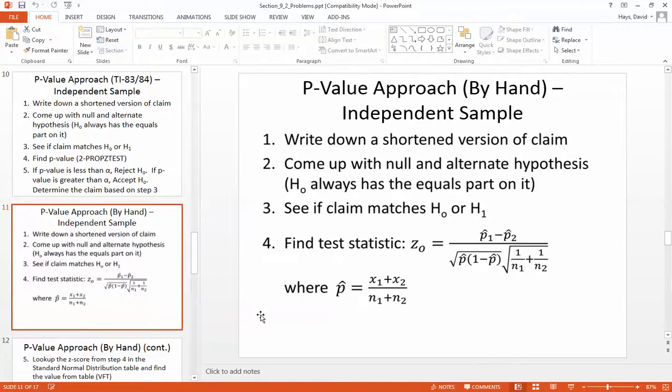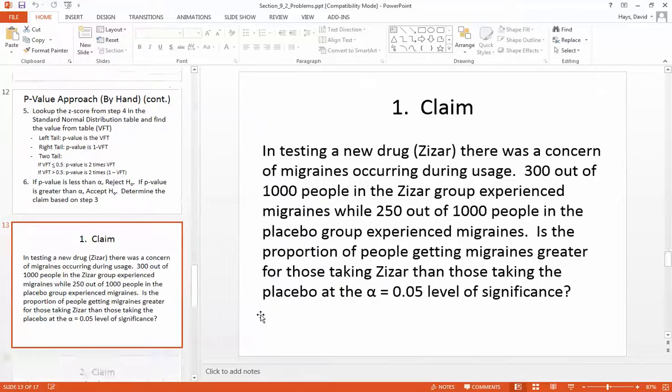Okay, and we're not going to do it by hand, so I'll skip over these steps. And let's look at this example.